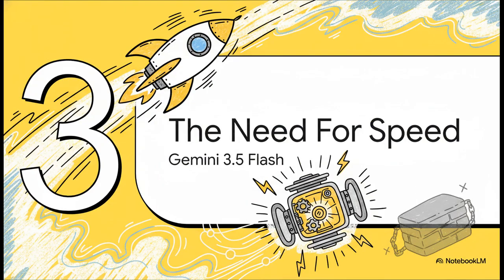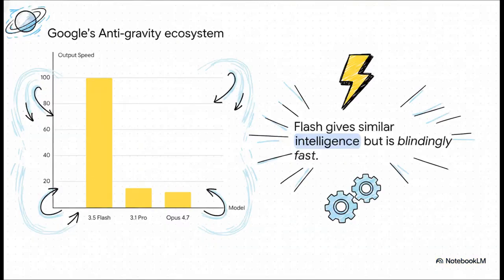All right, moving on to Section 3, the need for speed. Now that we know the vehicles, let's pop the hood and look at the engine powering them all, the Gemini 3.5 Flash model. When you look at model output speed, you might naturally wonder, hey, why use 3.5 Flash when we have these incredibly intelligent, massive models like Gemini 3.1 Pro or Claude Opus 4.7?